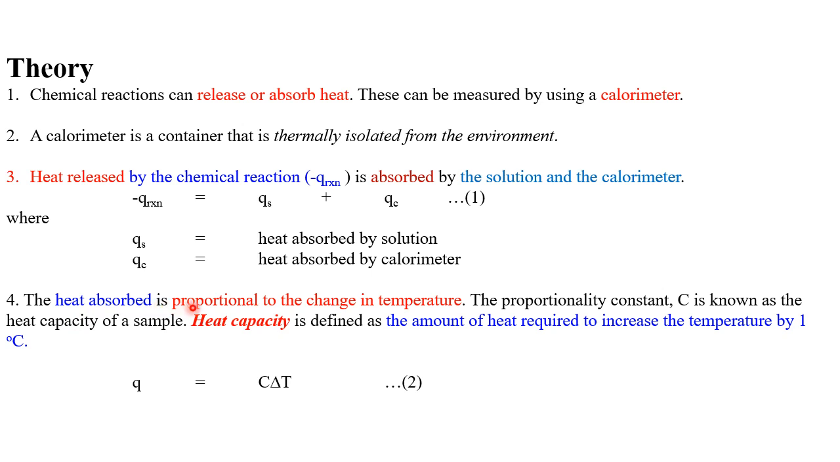The heat absorbed is proportional to the change in temperature. The proportionality constant C, capital C, is known as the heat capacity of a sample. Heat capacity is defined as the amount of heat required to increase the temperature by 1 degree Celsius. So for the heat absorbed by the calorimeter, we use the formula Q equal to C delta T.